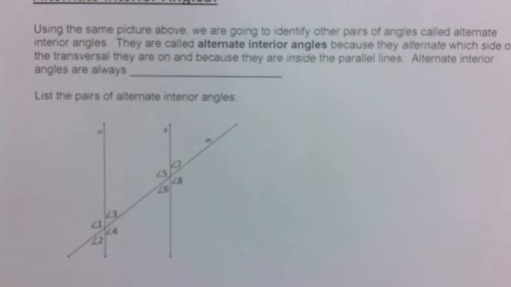The next set of angles that we're going to learn about that are created when a transversal intersects two parallel lines are called alternate interior angles. So using the same picture that we had before, again, lines N and K are parallel, line M is the transversal, and when line M intersects the lines, we get the 8 angles shown here. We want to find alternate interior angles.